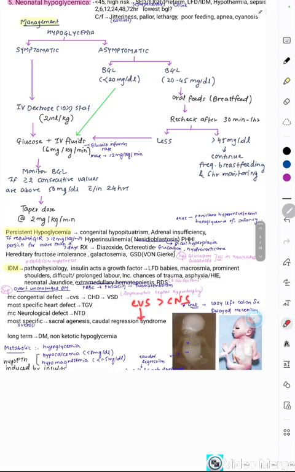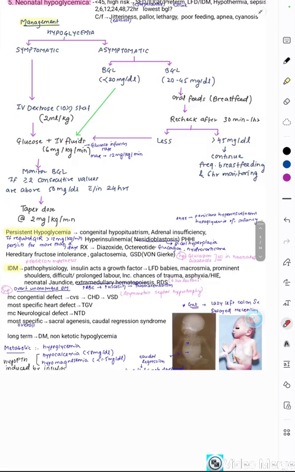The most common in the cardiovascular system is the ventricular septal defect, while the most common in the nervous system is going to be the neural tube defect, that is spina bifida. The most specific in the cardiovascular system is transposition of the great arteries, while the most specific in the central nervous system is going to be sacral agenesis or the caudal regression syndrome. So these are the common and the specific congenital defects seen in overt diabetes mellitus.